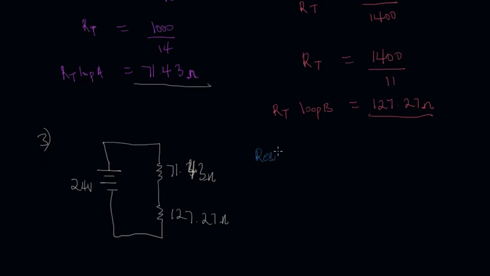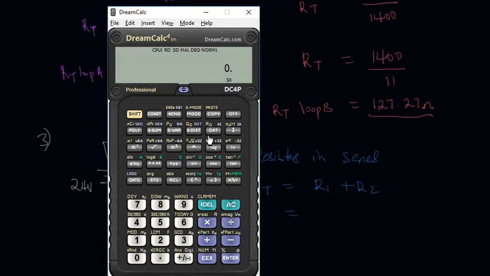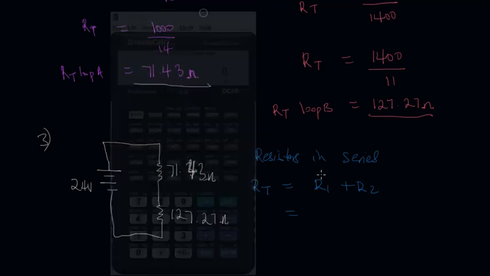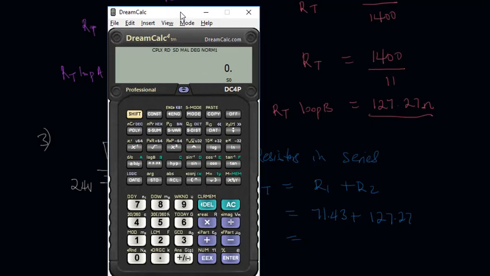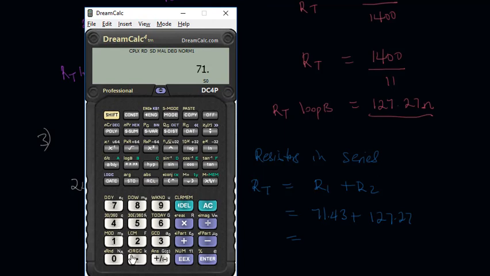So let me write resistors in series. We find the resistance by basically taking the sum of all the resistance in the series branch. So we can say RT is equal to R1 plus R2. So using our calculator again, we can say that first, we know that R1 is 71.43 and R2 is 127.27. So using our calculator, we can add these up.